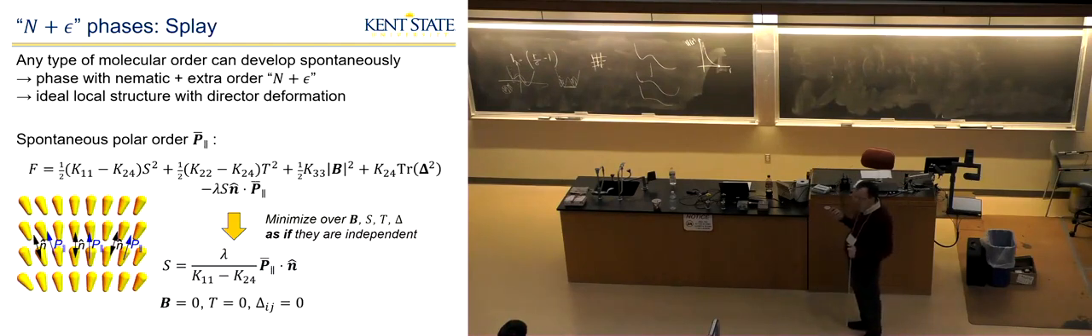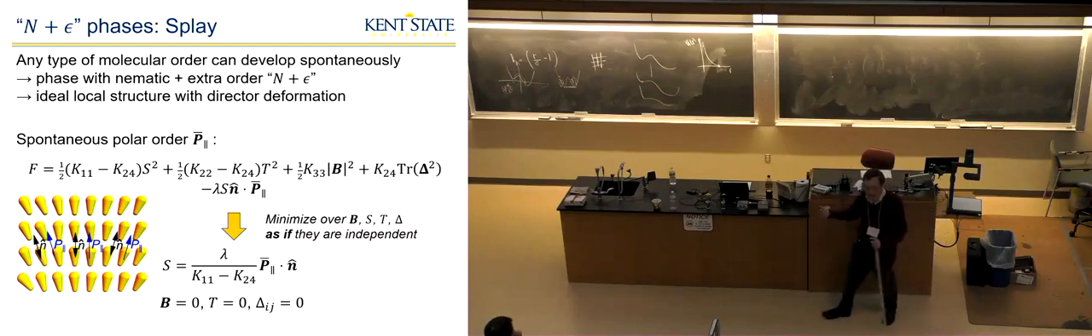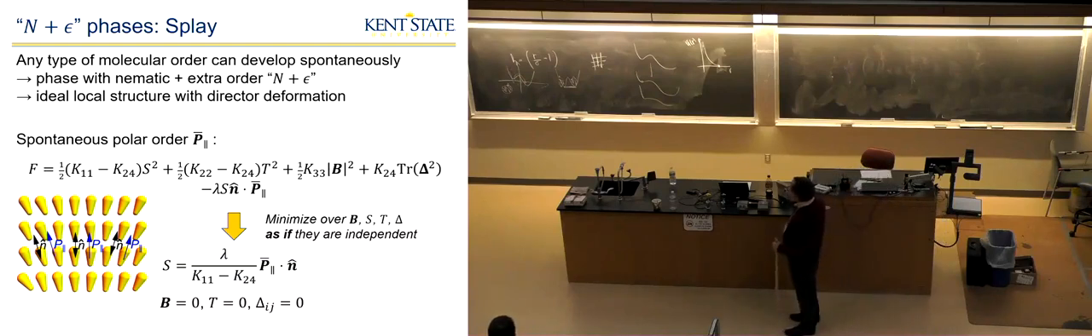Likewise with splay. Okay? If you have molecules shaped like pears, or even with a pear-like component to their shape, okay, then the ideal director configuration is no longer going to be uniform, but rather it will have a certain amount of splay proportional to the strength of this parallel polar order. So it would be a configuration like this with non-zero splay, 0 bend, 0 twist, 0 delta. Okay.